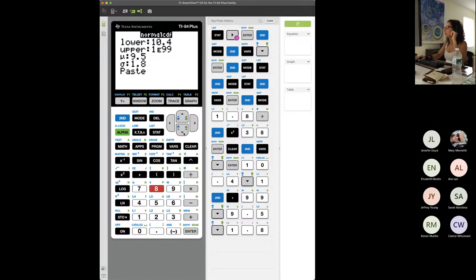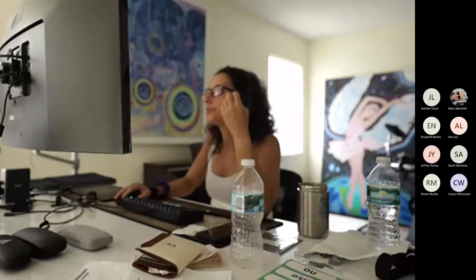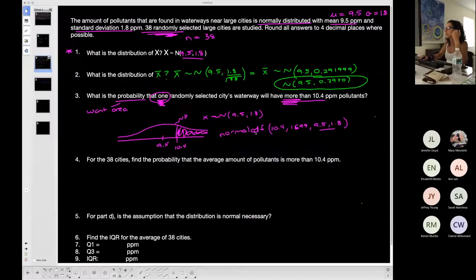This is all taken from, I wish I could switch sharing very easily, but taken from here, right? Normal CDF, lower, upper, mean, standard deviation, and then paste. So I got approximately... I got the wrong answer.